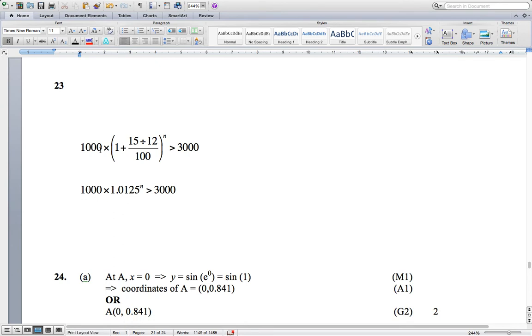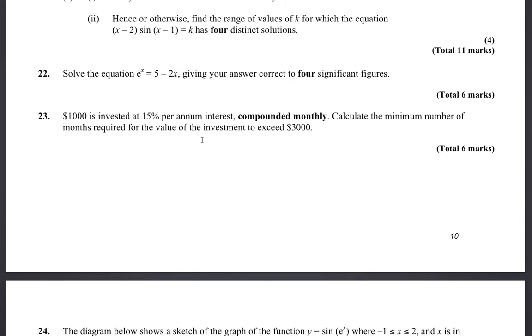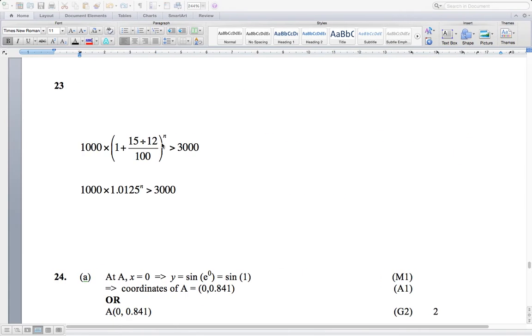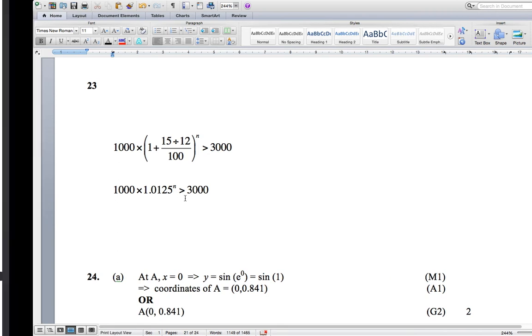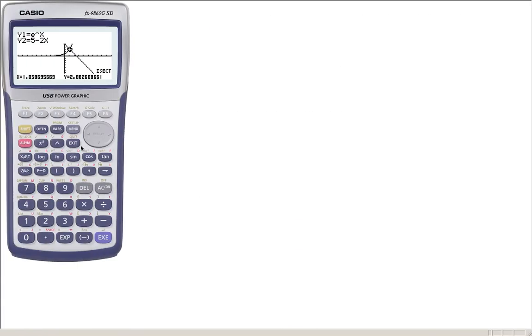So it should be 1,000 into 1 plus 15 divided by 12. The reason is this 15% is only per annum, so to find per month, I need to divide 15 by 12, by 100, to the power n, is greater than 3,000. If you simplify it, you will get this inequality. So I'm going to solve this. I'm going to take 1,000 into 1.0125 to the power n as y1 and 3,000 as y2. So I'm going to use the graph to solve this.